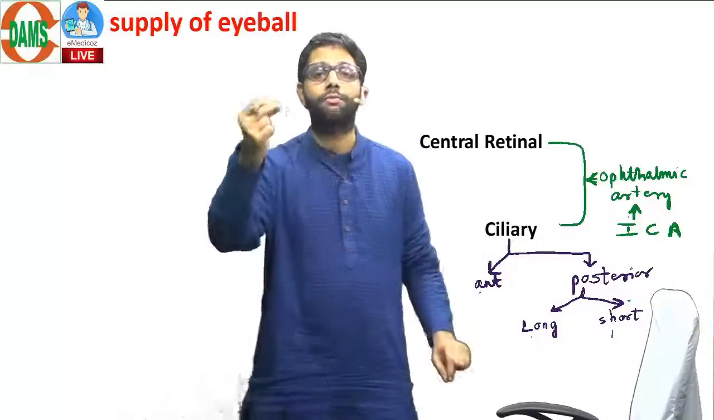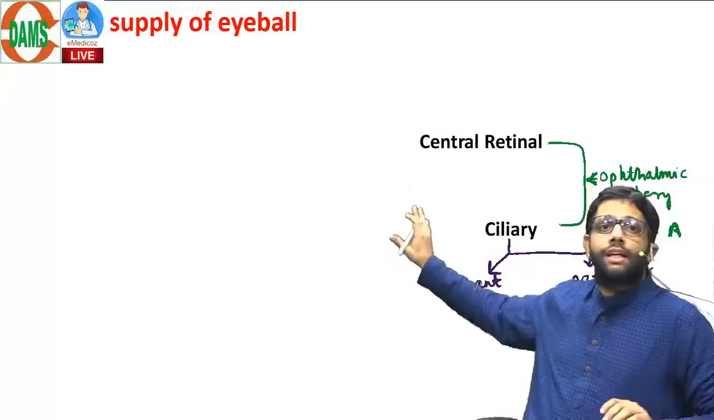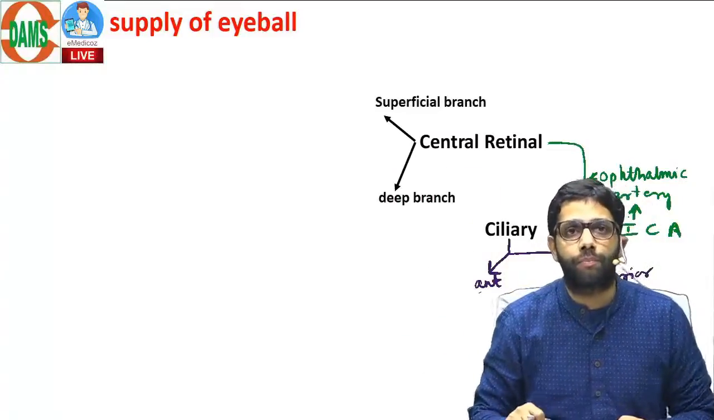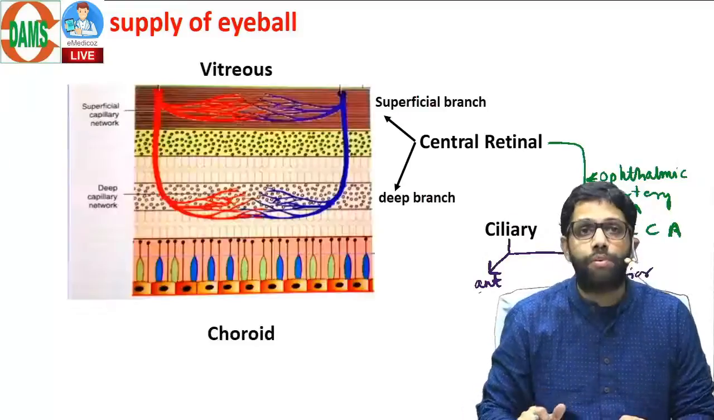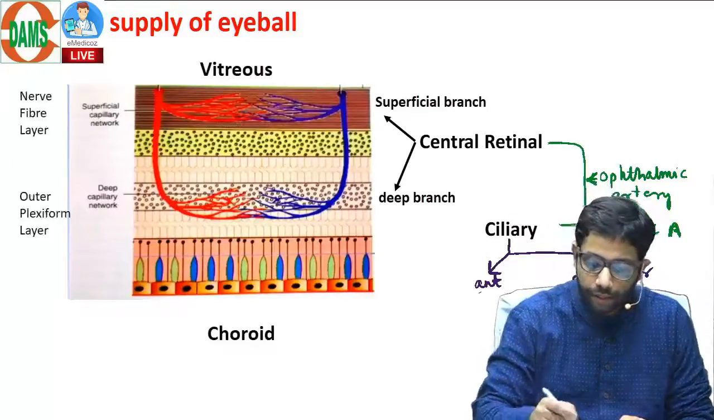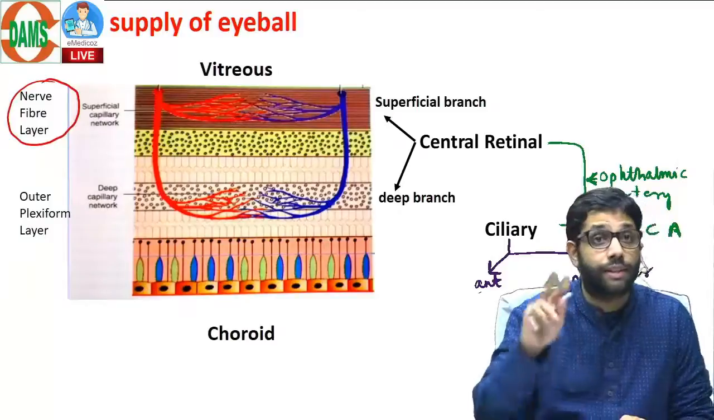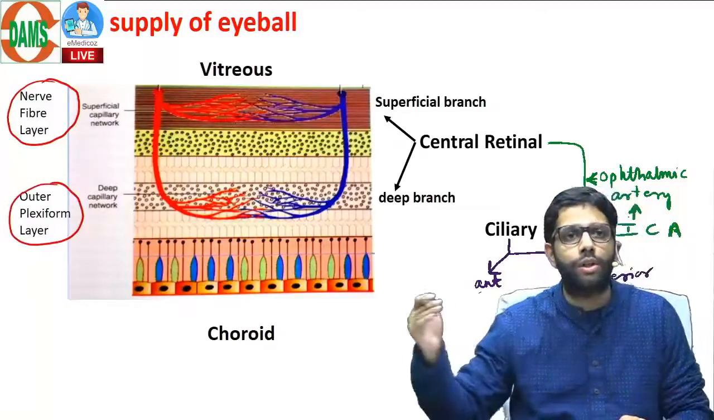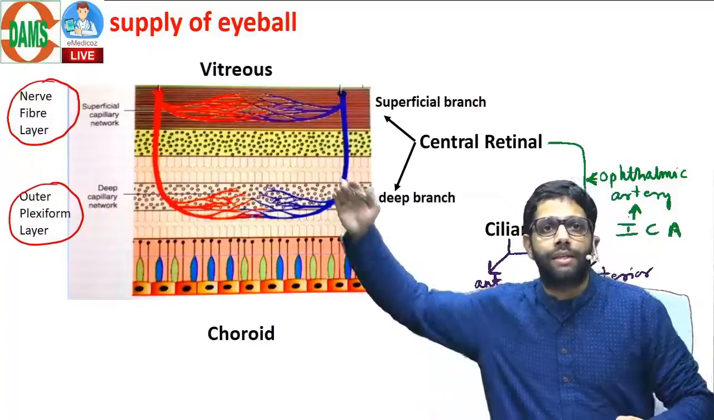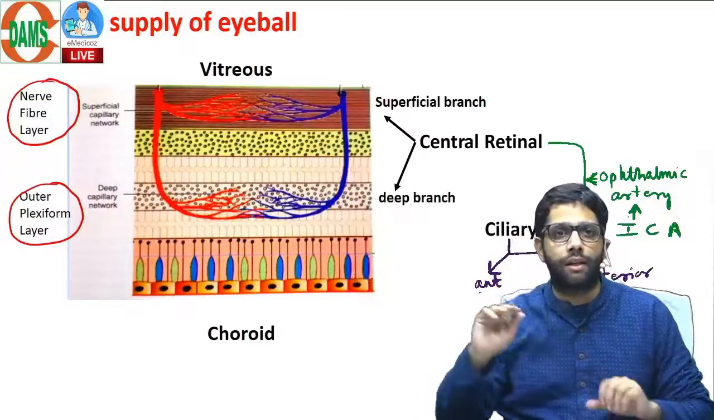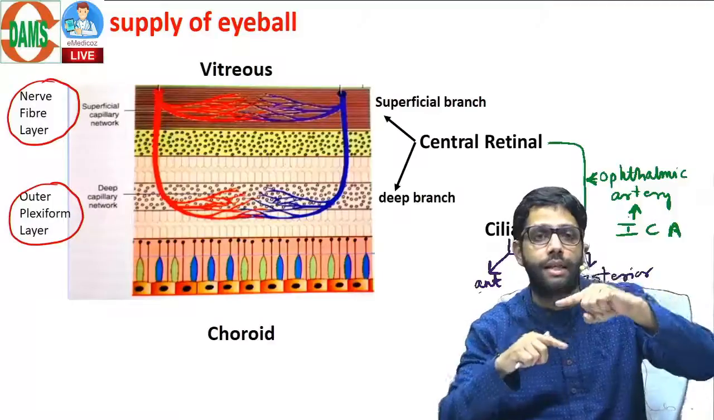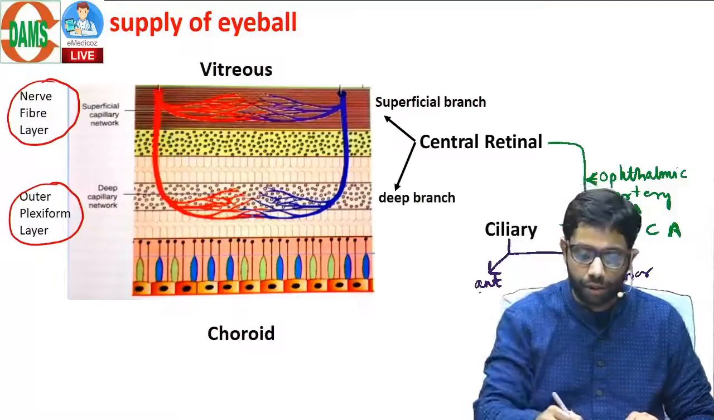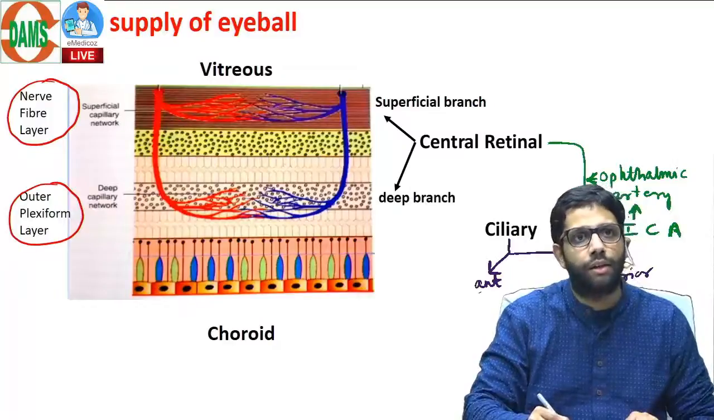But now here comes one step further. The central retinal artery has two branches, superficial and deep. The superficial branch is present in the nerve fiber layer of the retina, the second layer of the retina, while the deep branch, you can take it as the outer plexiform layer of the retina. Means they are intraretinal. The central retinal artery is intraretinal. They are inside the retinal structure: superficial in the nerve fiber layer, deep vessel in the outer plexiform layer.